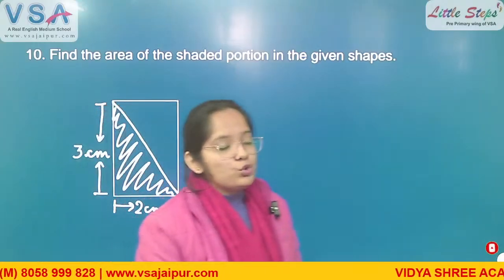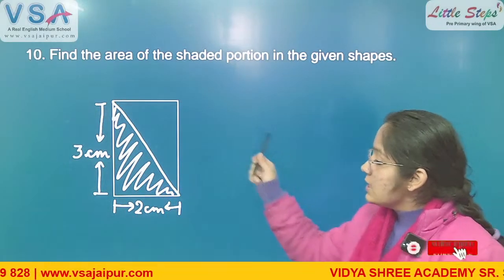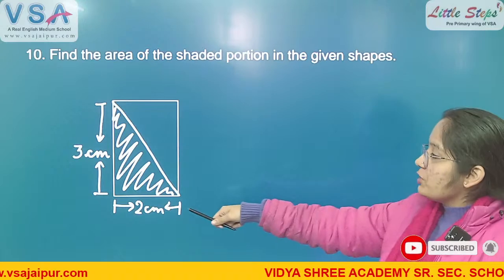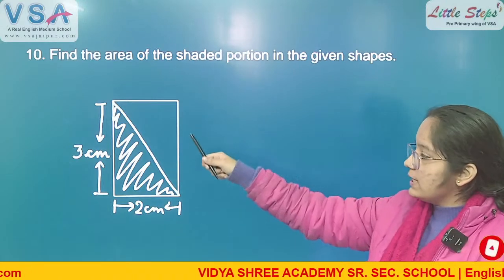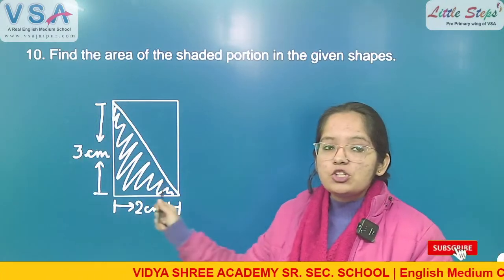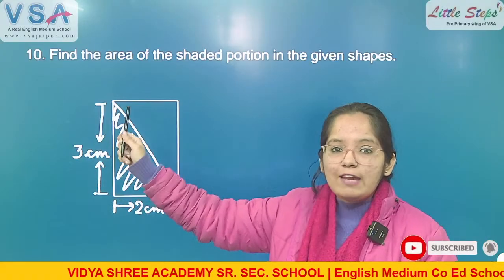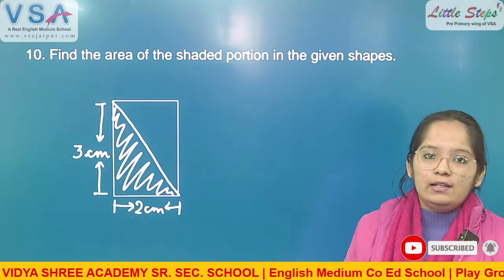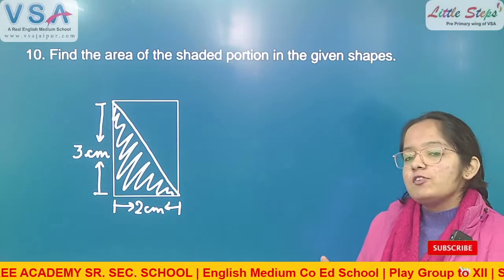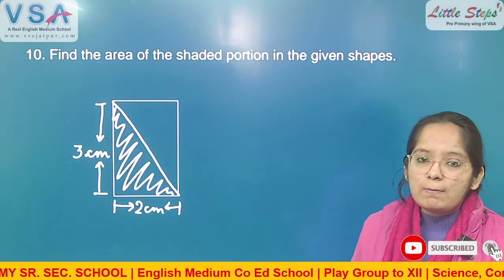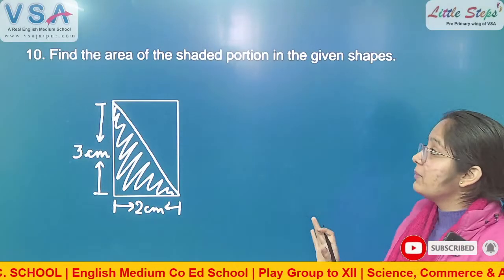Now what we have to do, we have to find the area of this shaded portion. If we look closely, the shaded portion is in the shape of a triangle. So we have to find the area of a triangle. There is a formula for the area of a triangle, that is 1 upon 2 multiplied by base multiplied by height.